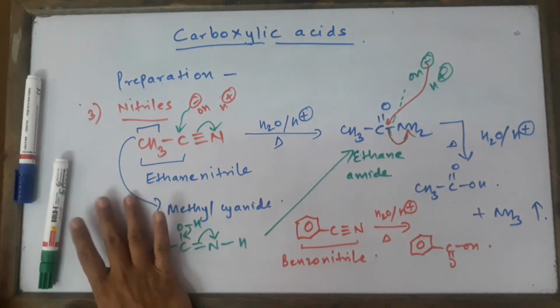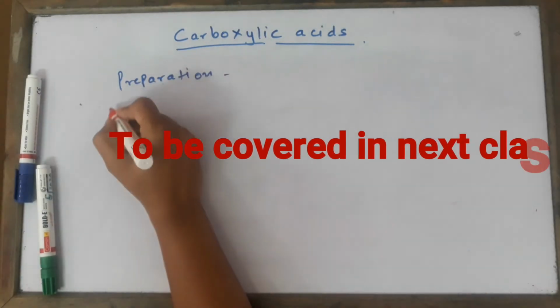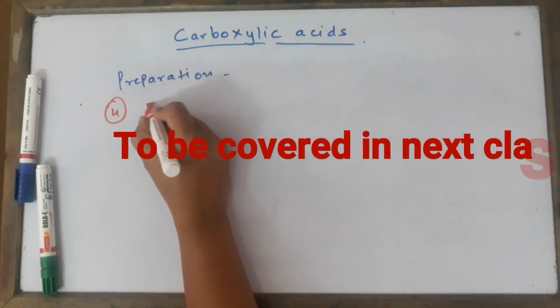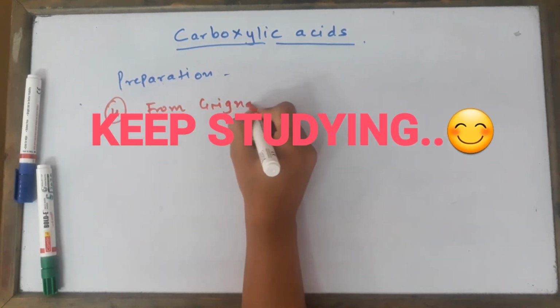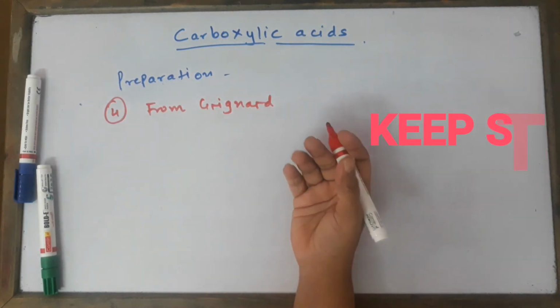Let's go to the fourth method. So we are covering the part from the textbook itself, just the way your teachers might have been taking the class. It's nothing different, just that it's a revision for you.